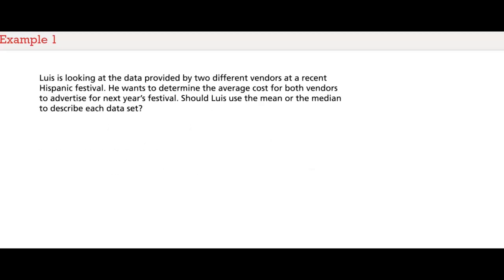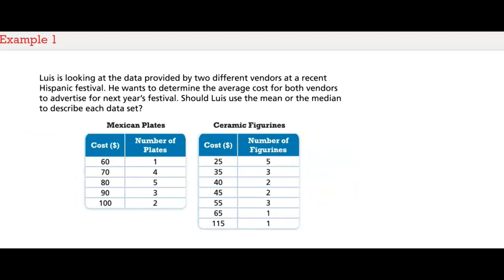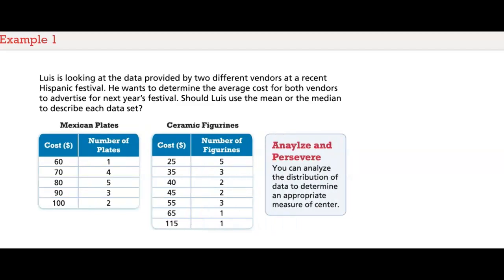Luis is looking at the data provided by two different vendors at a recent Hispanic festival. He wants to determine the average cost for both vendors to advertise for next year's festival. Should Luis use the mean or the median to describe each data set? You can analyze the distribution of data to determine an appropriate measure of center.